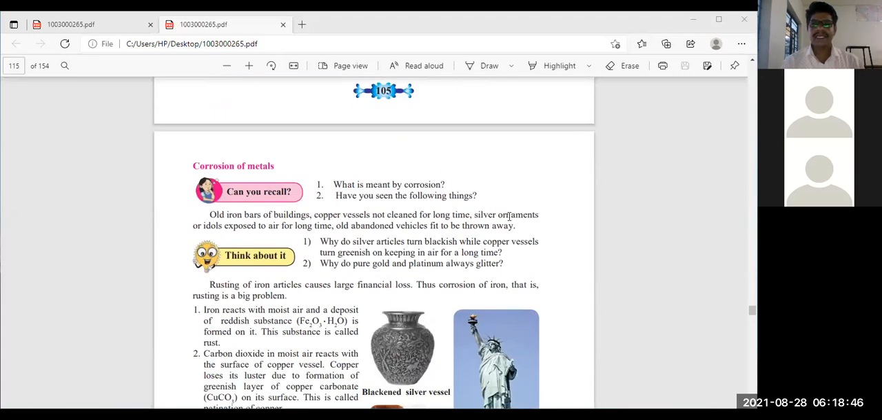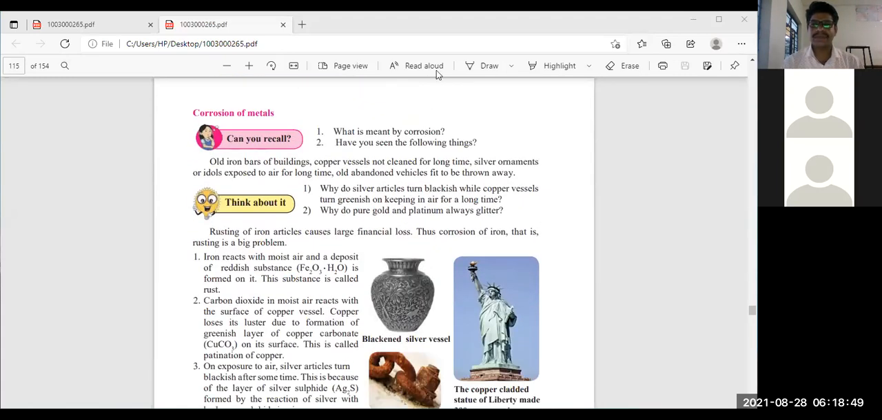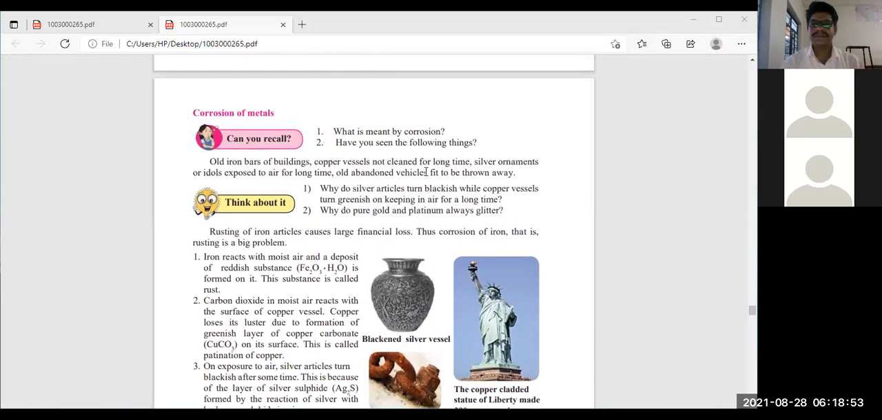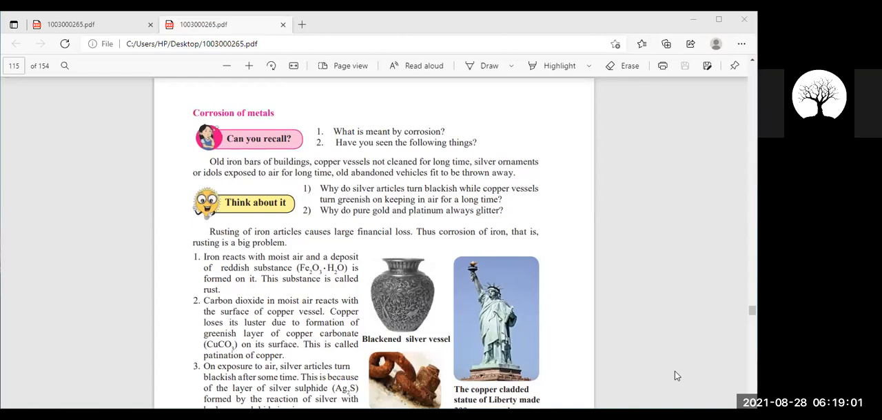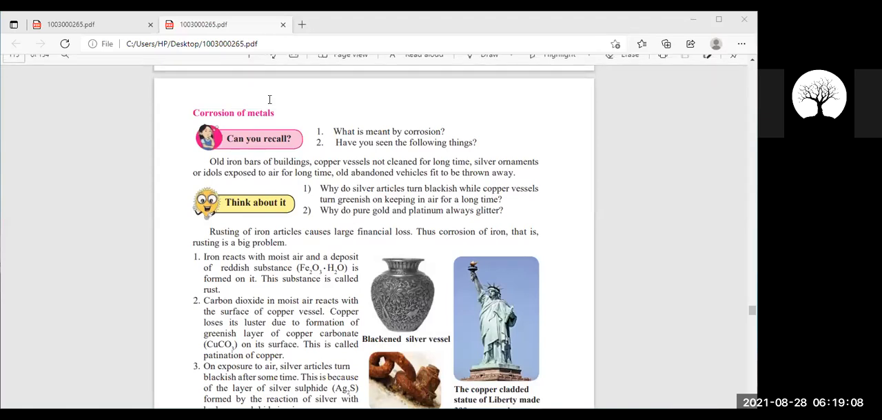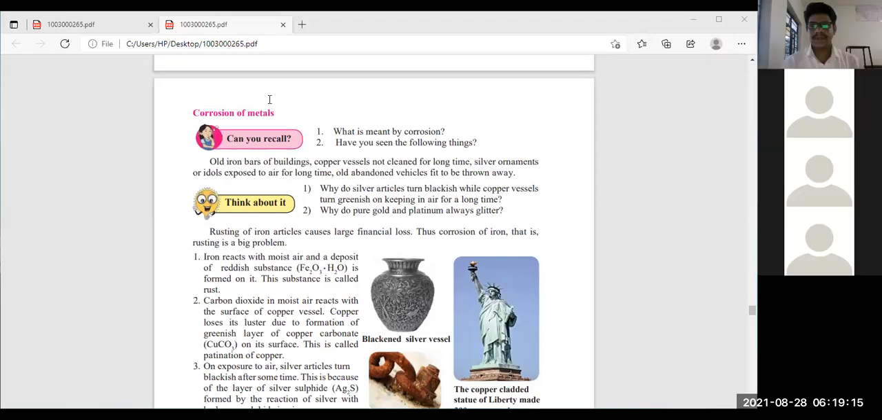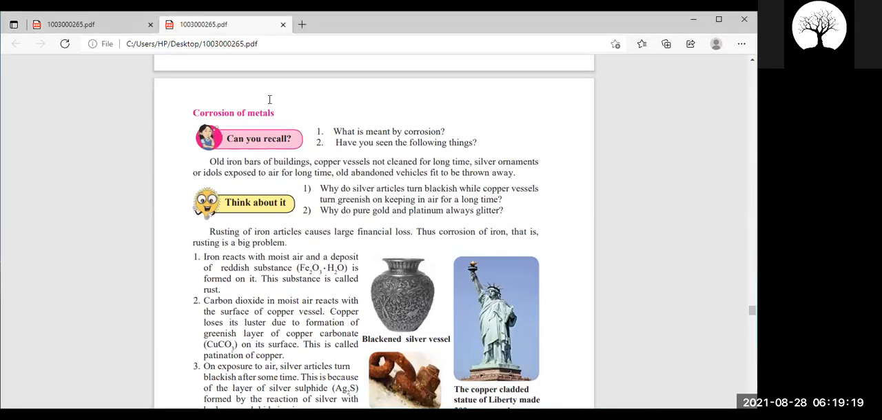Now here, corrosion of metals. What is meant by corrosion? Will someone tell me? Does anybody know it? Sarta, Alicia, yes, Pranjal. Corrosion is the degradation of a material due to reaction with its environment. Very good. Another, anyone want to tell? Apurva, Sarvajnya, Sweta, Yashwat.